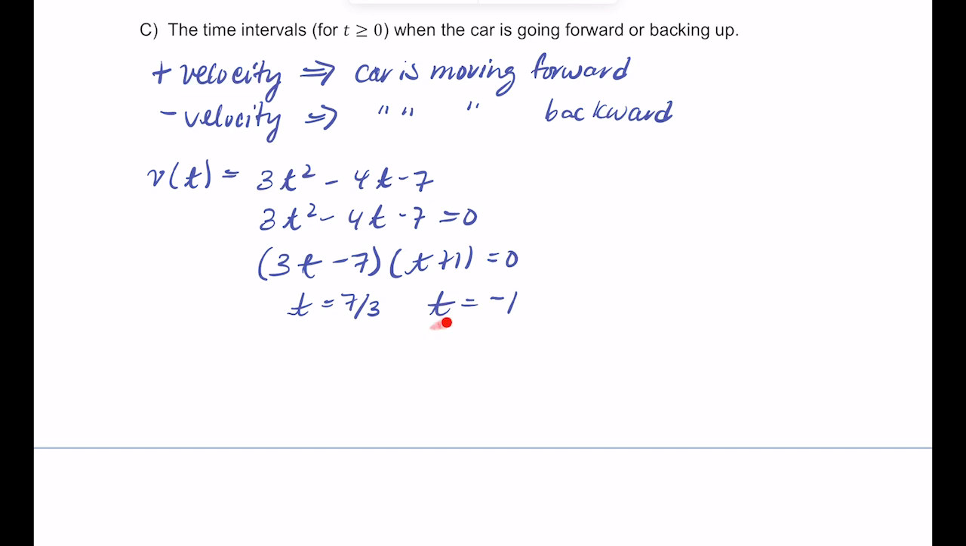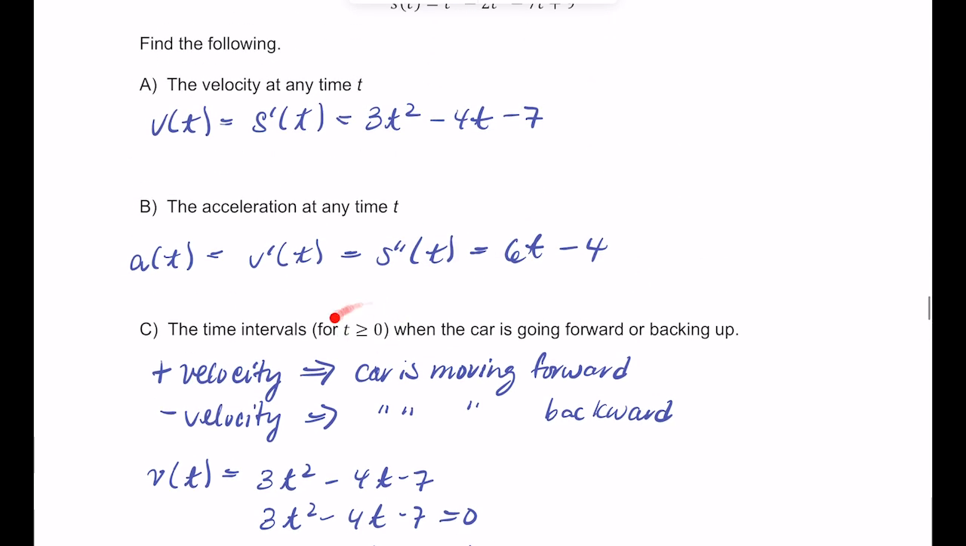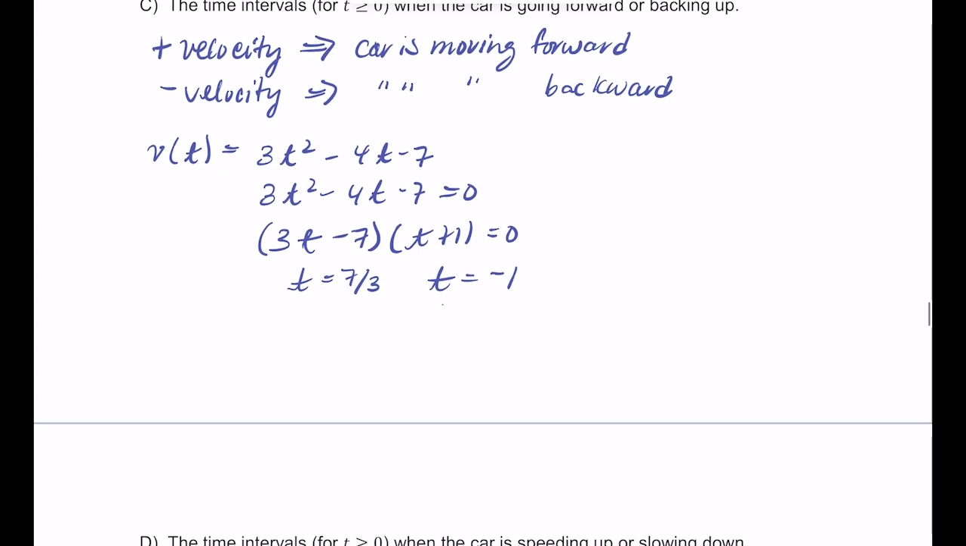I'm going to ignore the time equals -1 because we're looking for where t is greater than or equal to 0. So this is more like an extraneous solution. So the only critical value we're going to look at is going to be 7/3.